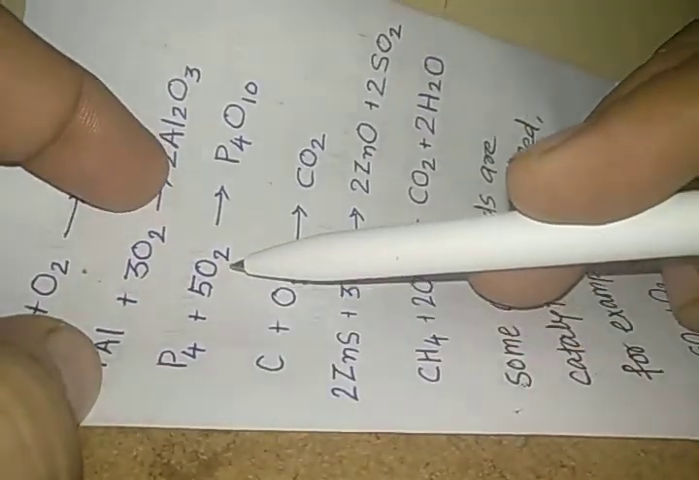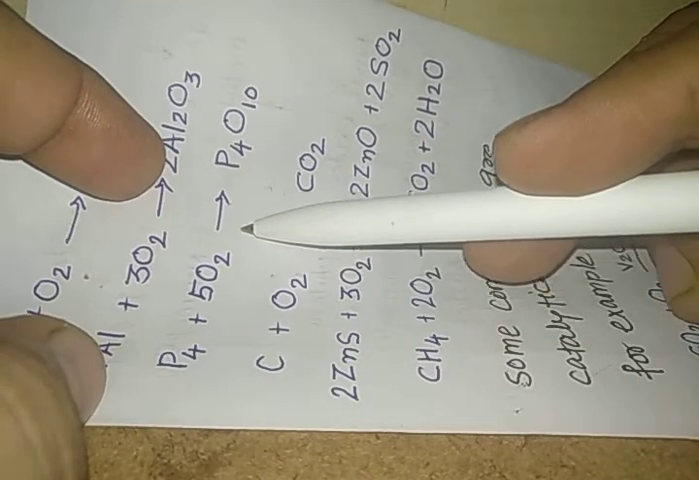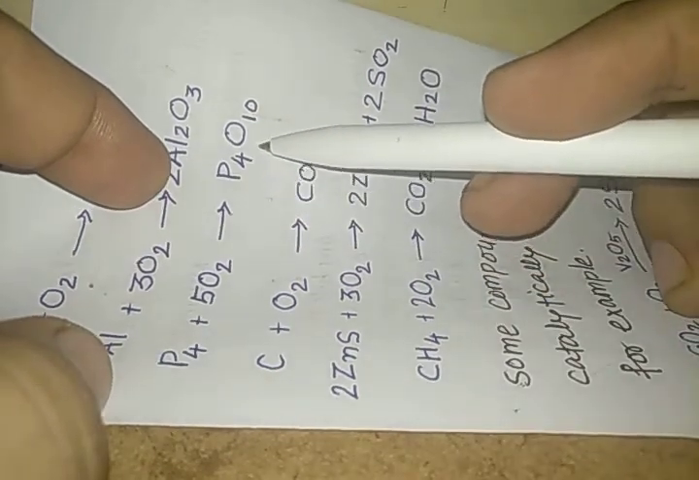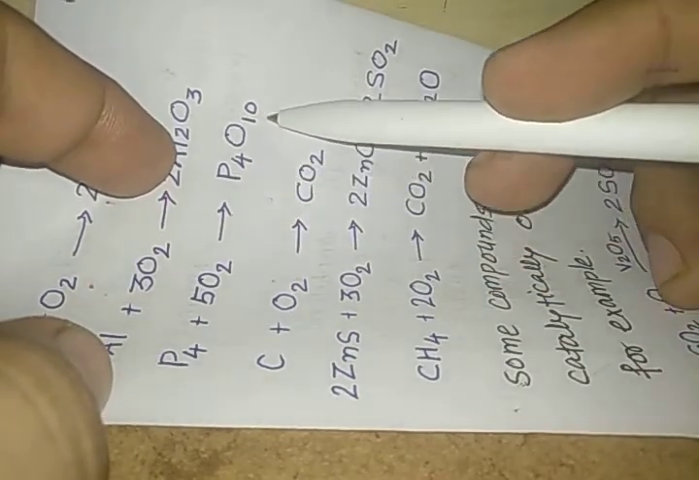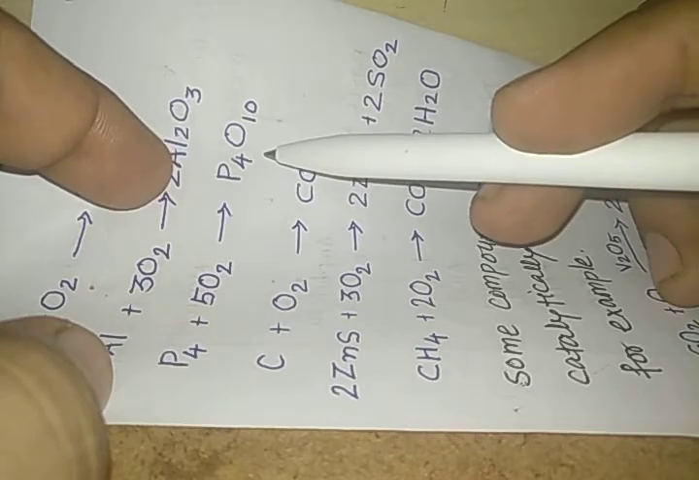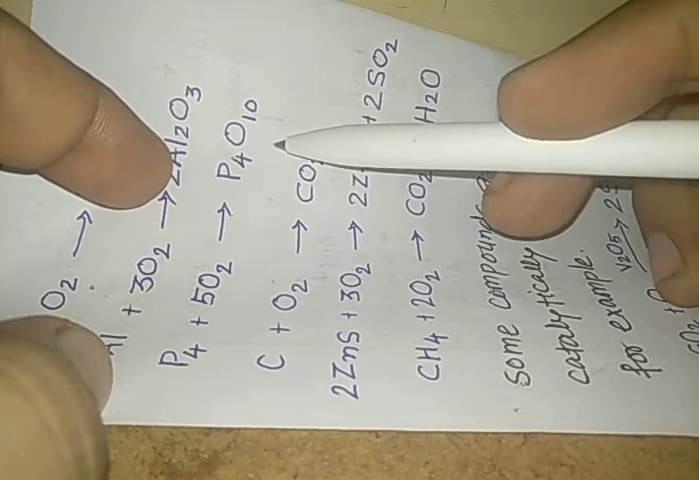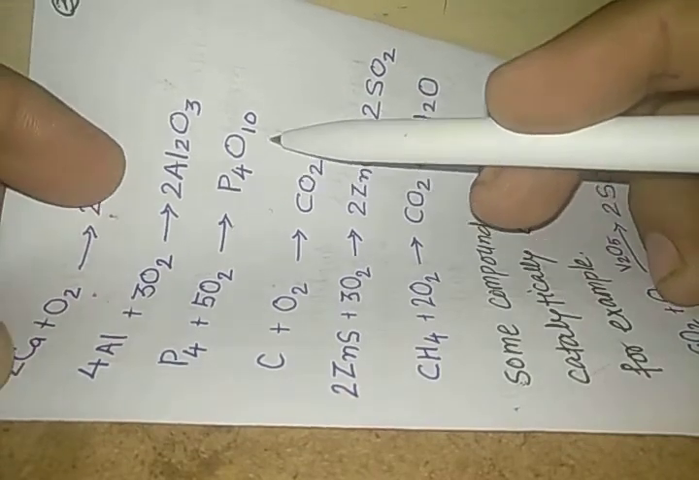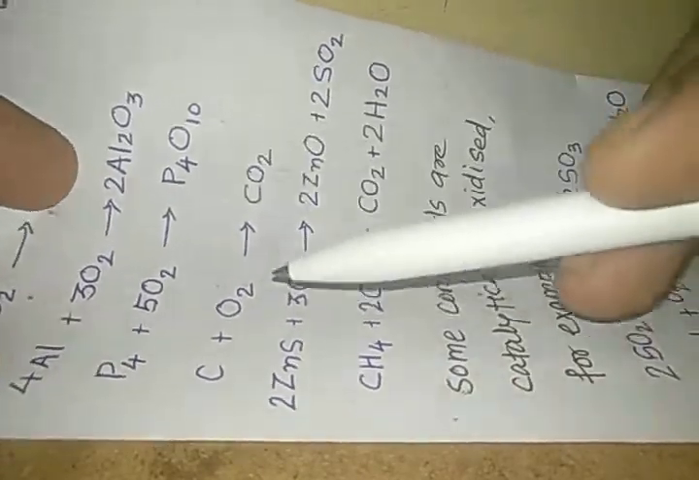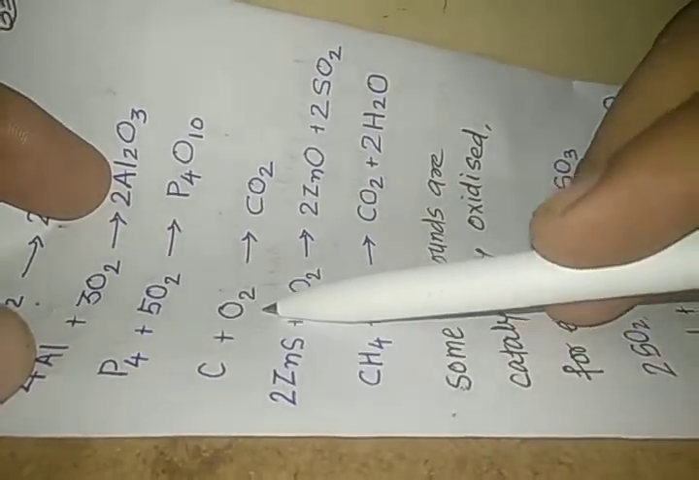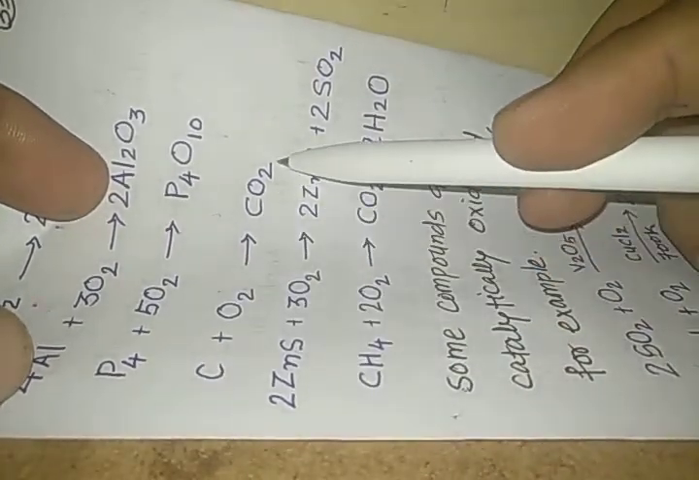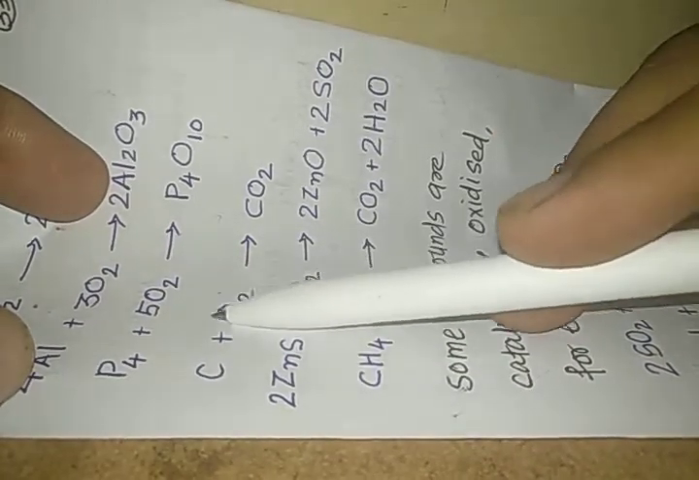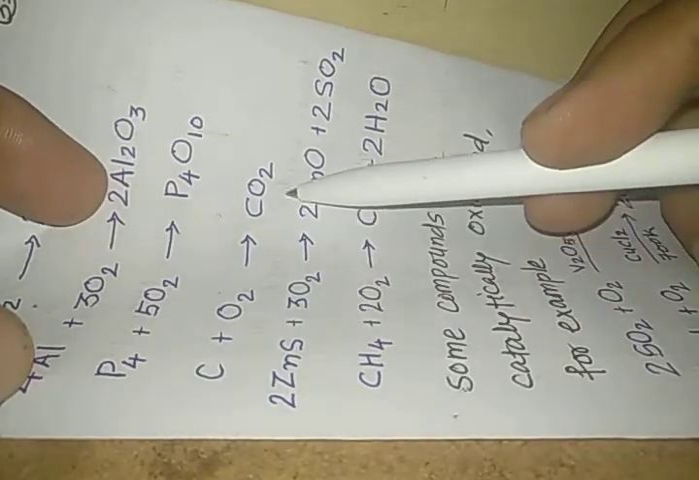Phosphorus reacts with oxygen to produce P4O10, which is also known as phosphorus pentoxide, P2O5, or it can also be written as P4O10. Carbon, when it reacts with oxygen, produces carbon dioxide. If oxygen is not sufficient, it will produce carbon monoxide.